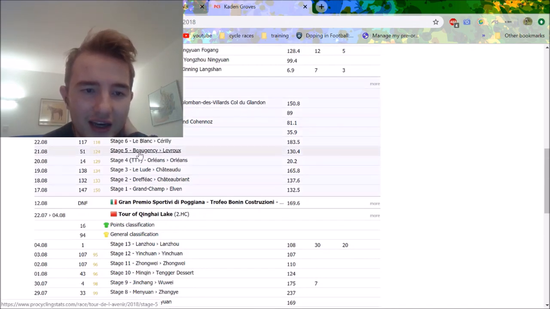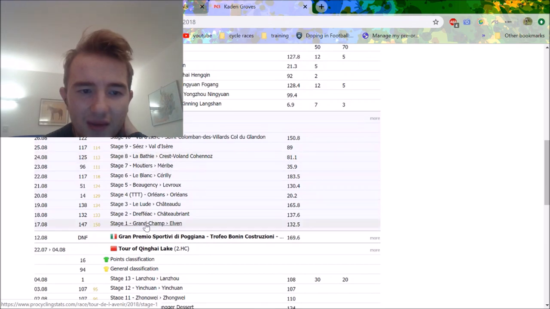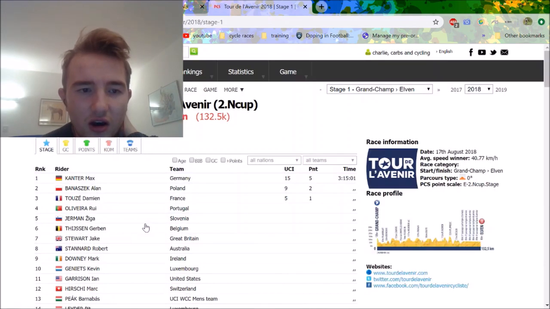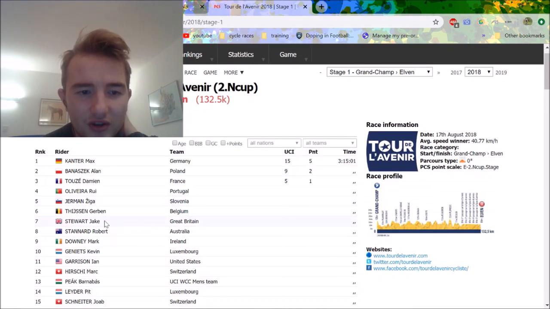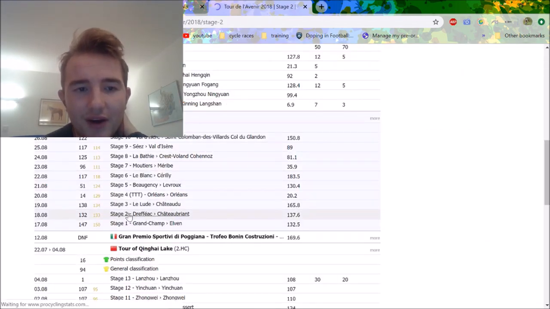Tour de l'Avenir, like, didn't get mega results, to be honest. None of them did. I think Matt Gibson won one of these early ones, Matt Gibson was up there, Jake Stewart, those are the sort of sprinters he's going against. So obviously he didn't perform in Tour de l'Avenir, that's for sure.